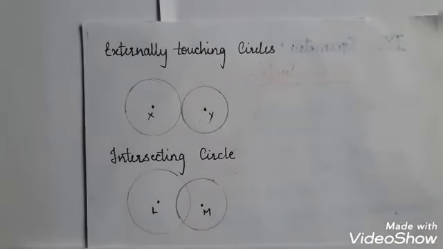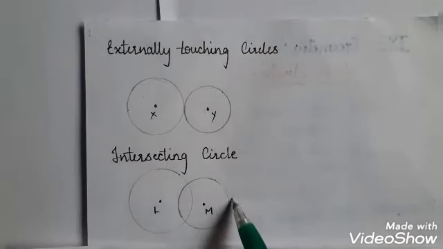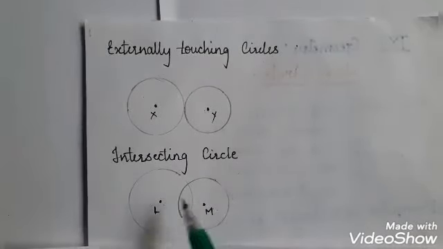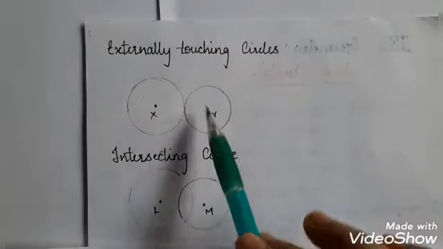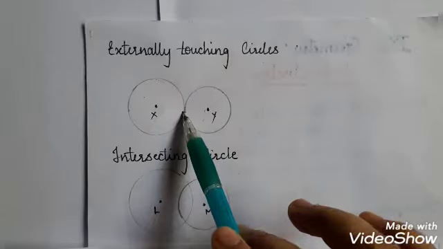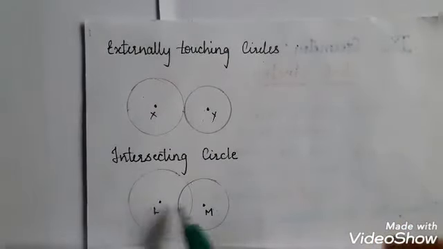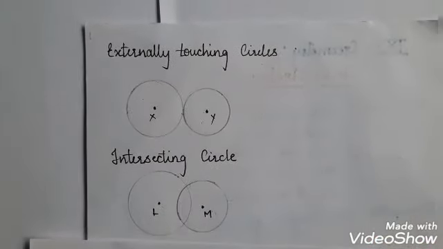And the last one is intersecting circles. Intersecting circles are two circles which have two different centers, and they have different radius and two common points. Here they have only one common point of intersection. Here they have two common points. You can see they intersect each other. So these are called intersecting circles.